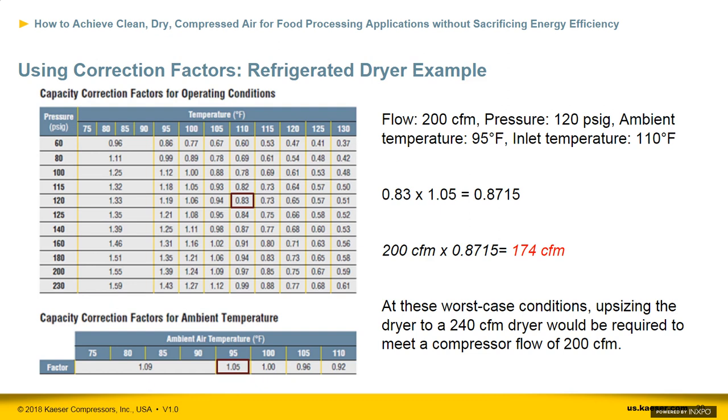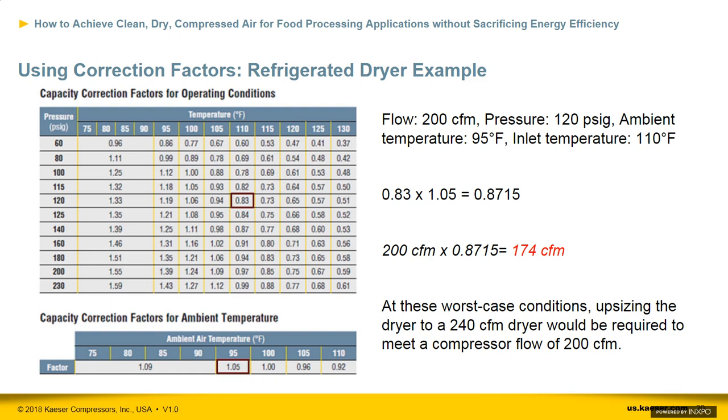Keep in mind, refrigerated dryers are generally rated at 100, 100, 100. What does that mean? It's 100 degrees inlet temperature, 100 degrees ambient temperature, and 100 psi. So by using the top table, we go over to the 110 degree Fahrenheit column and then search the 120 psi row. And that's how we arrive at 0.83. The same principle follows for the ambient temperature. In this case, we're multiplying these factors by one another, and you get 0.8715. You can tell an engineer wrote this PowerPoint here.